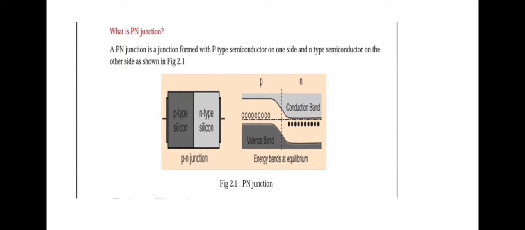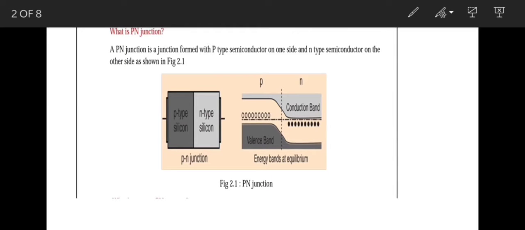A PN junction is formed when a p-type semiconductor on one side and an n-type semiconductor on the other side are joined together. In this figure you can see a PN junction, with a p-type semiconductor on one side and an n-type semiconductor on the other side.